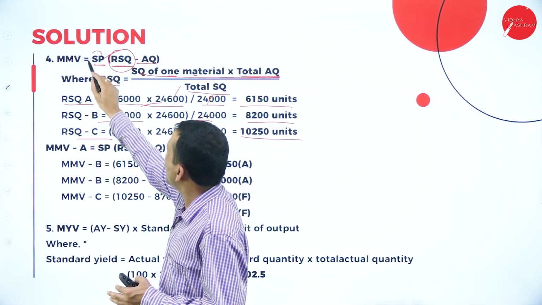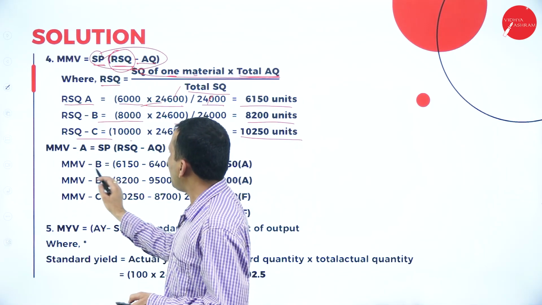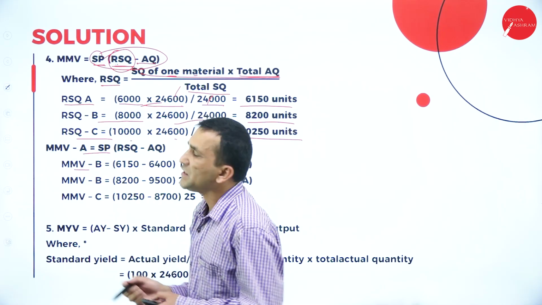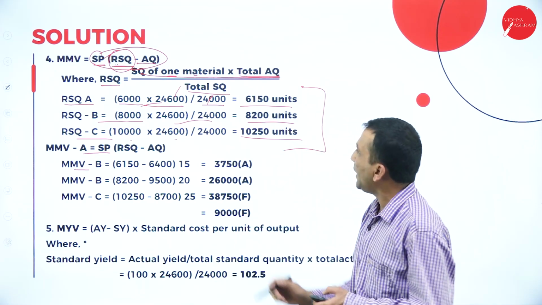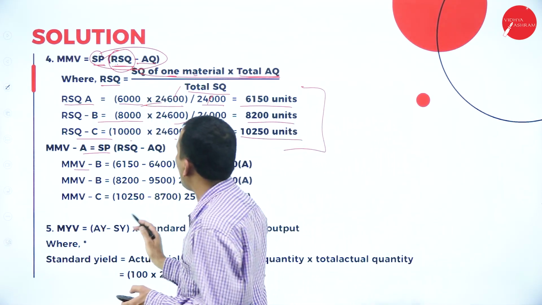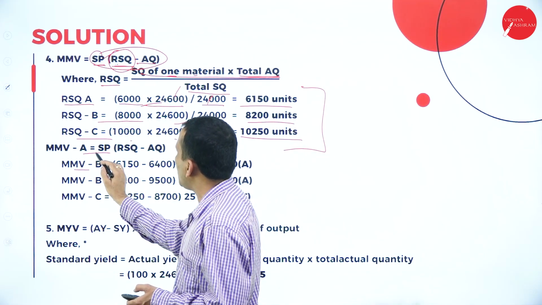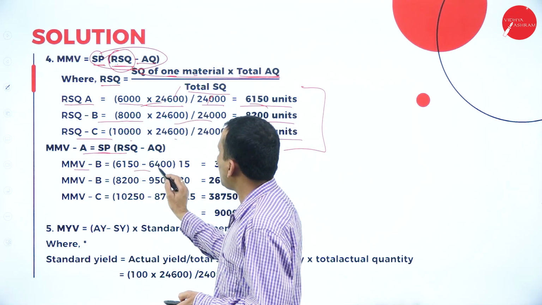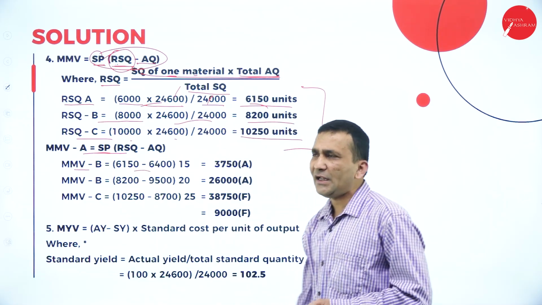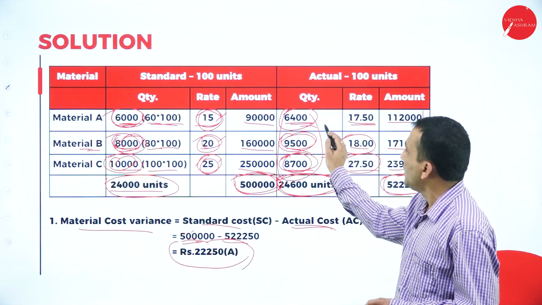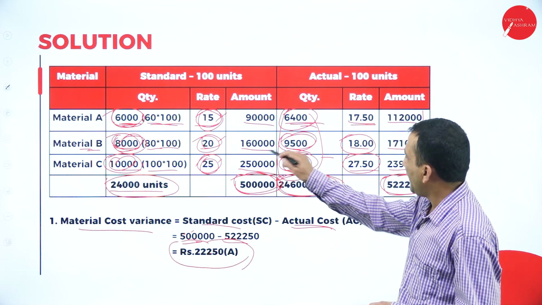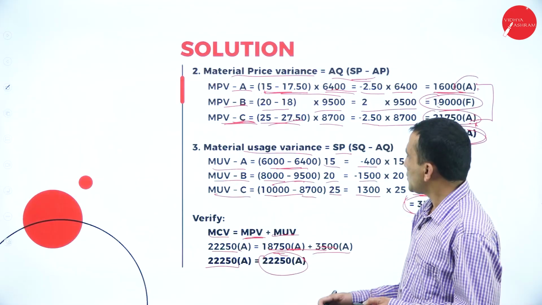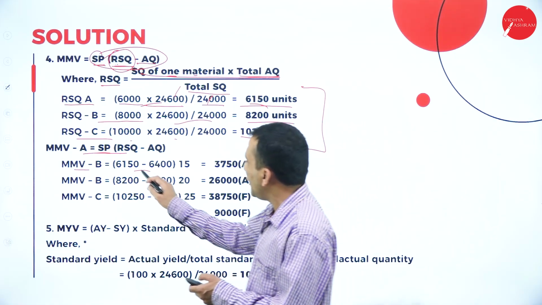So according to this formula, now the standard price of material A, the standard price into revised standard quantity, which we just calculated, and my respected actual quantity. So here the revised standard quantity of A, we got 6,150. Actual quantity in the respected material, which is clearly specified, 6,400. Material B 9,500. Material C 8,700. So according to the formula only we need to substitute.